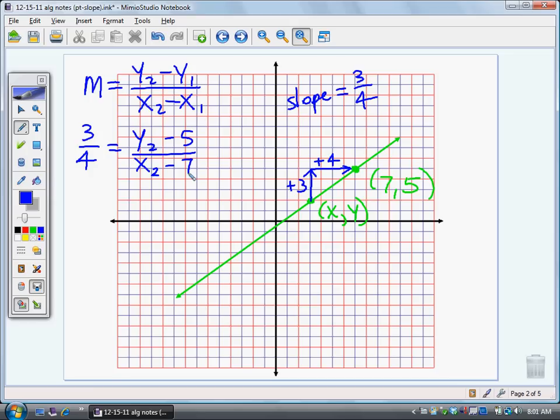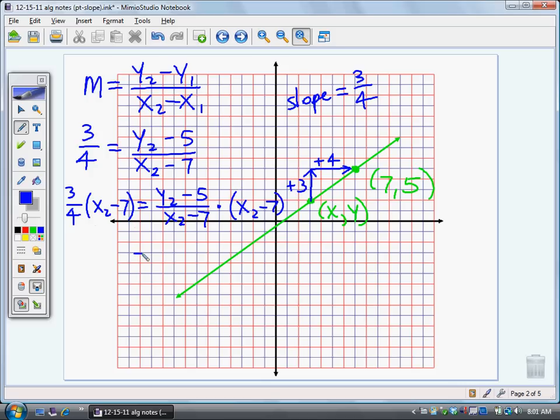So I have this equation. And what I will then do to solve this equation is, on both sides of the equation, multiply by the denominator of my fraction that has the variables. So that's the right side. I have y sub 2 minus 5 over x sub 2 minus 7. And I'm going to multiply by the denominator, which is x sub 2 minus 7. And I have to do that on the left side also. So I'm going to take 3/4 and multiply by x sub 2 minus 7.